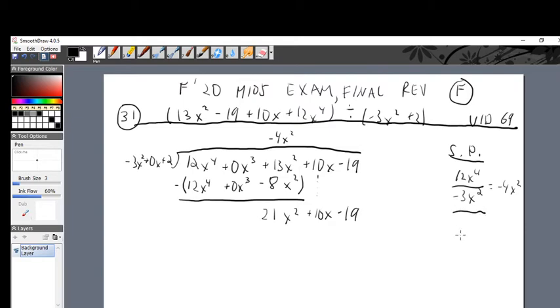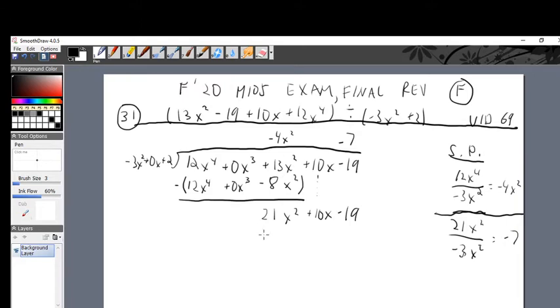The next thing to do on scrap paper is to take 21x squared divided by this old negative 3x squared, right? The x squareds cancel out, and I get a negative 7. Put the negative 7 above the negative 19. Doesn't really matter because we're pretty much out of, there's nothing else to do.